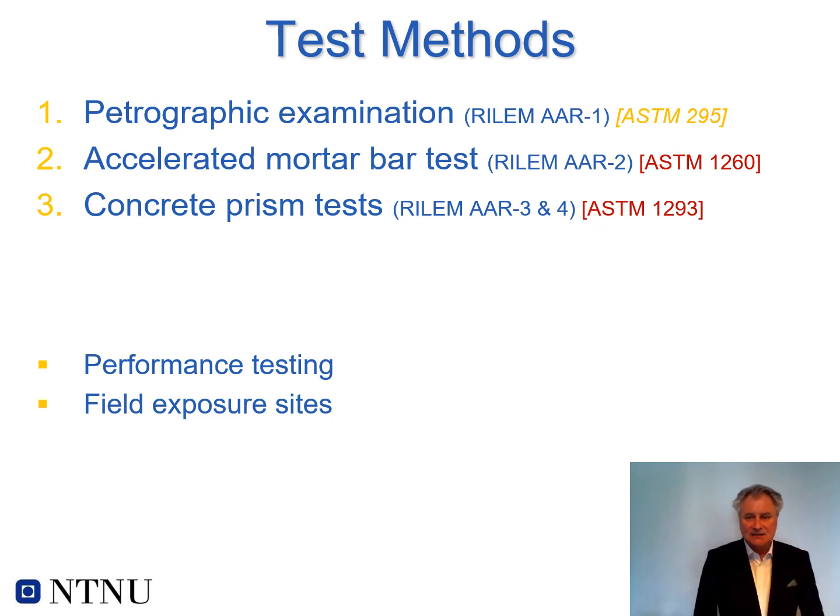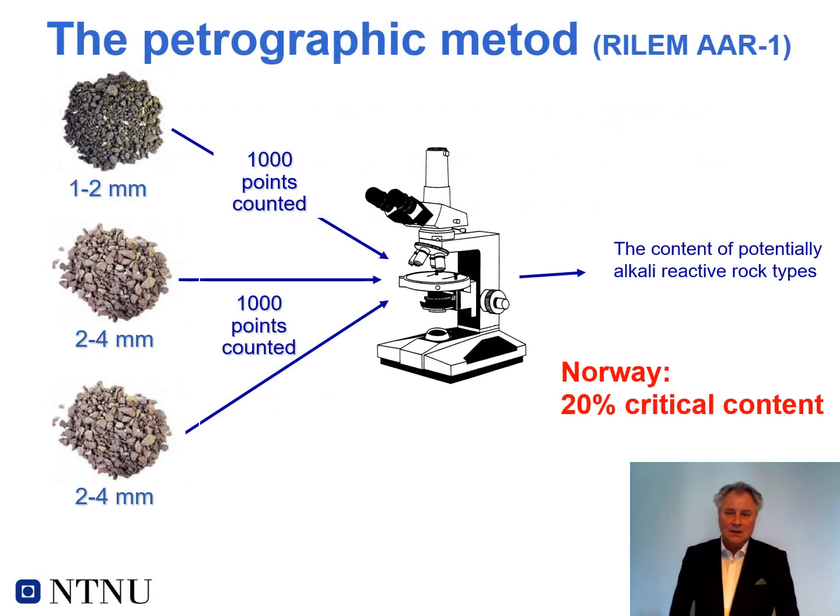But what has been lacking is comparing those tests in the laboratory to what is happening in the field. So it's been a discussion or a challenge to try to relate those test methods in the laboratory with what's happening in real life. So that's why we have tried to develop those performance tests and compare with what is happening at field exposure sites. Let's have a look first at the first step of the test methods, the petrographic method, which is called the RILEM AAR-1 method.